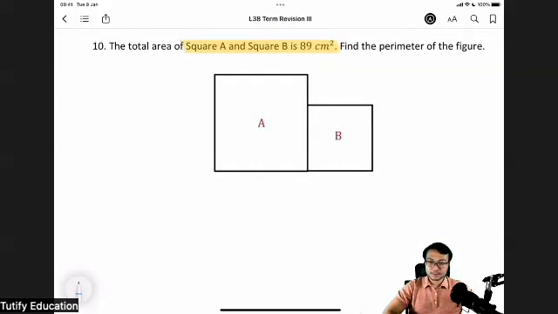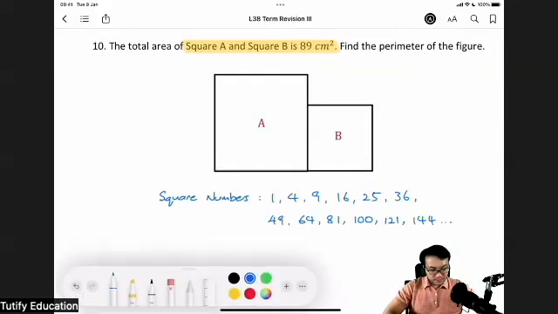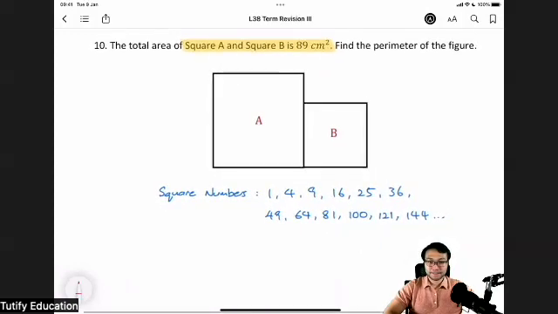Find the area. Can you give me a list of square numbers? 1, 4, 9, 16, 25, 36, 49, 64, 81, 100, 121, 144. Very good. Now, we need to check which 2 square numbers add up to 89. Which 2 square numbers can give you a sum of 89?